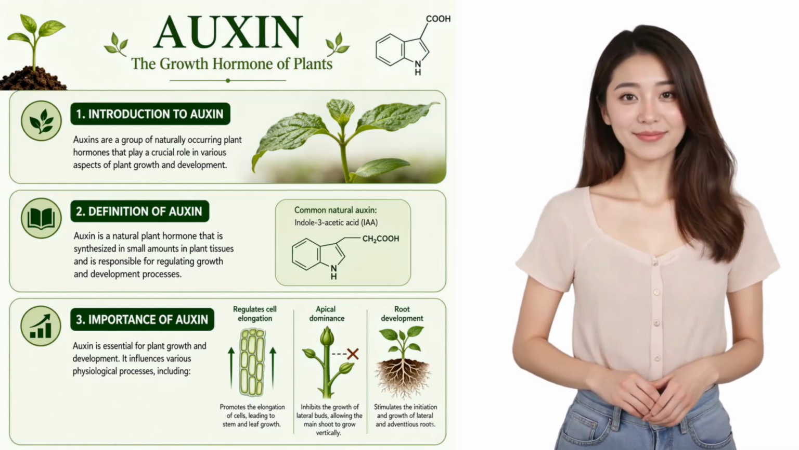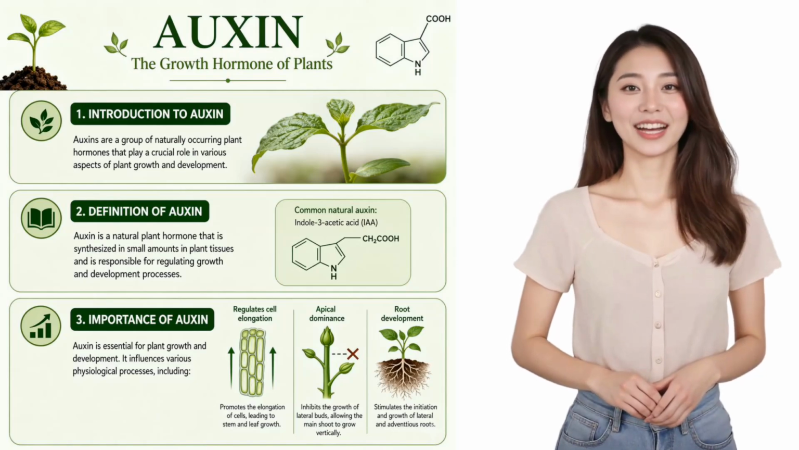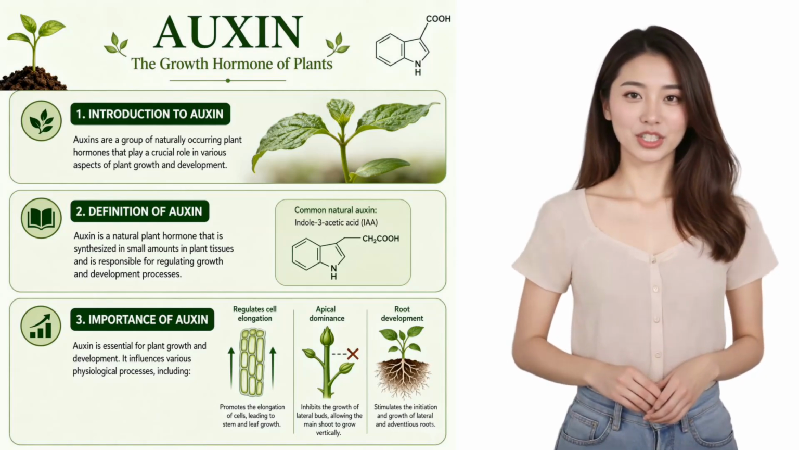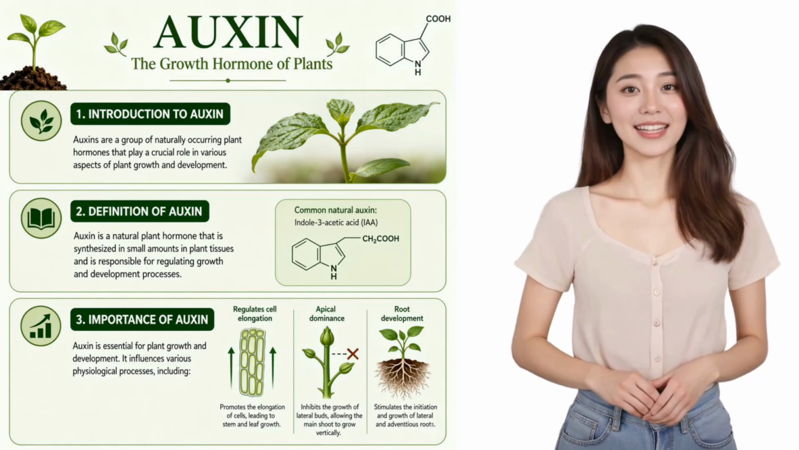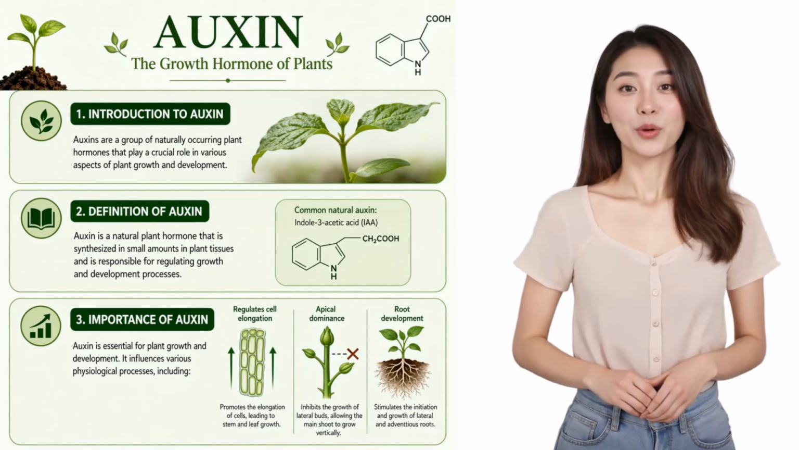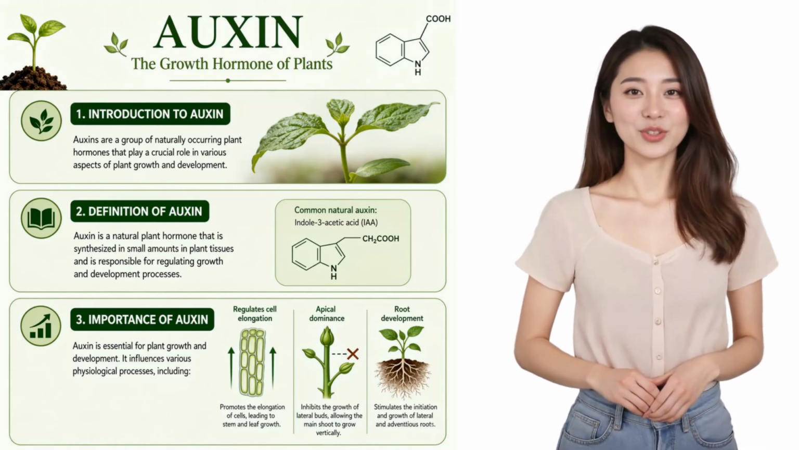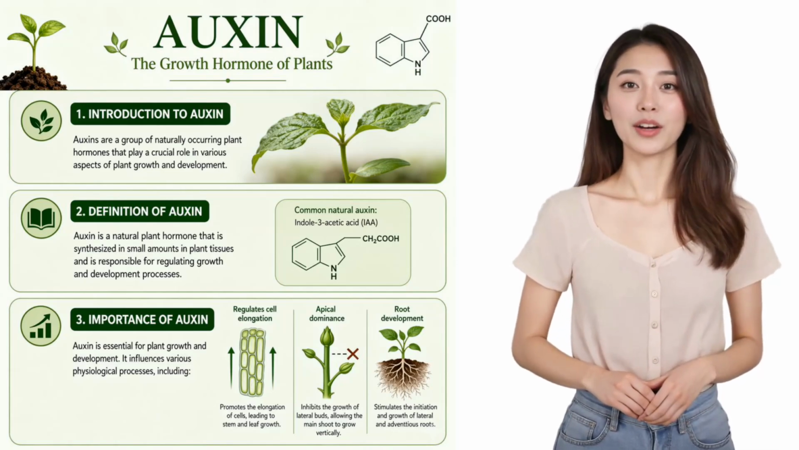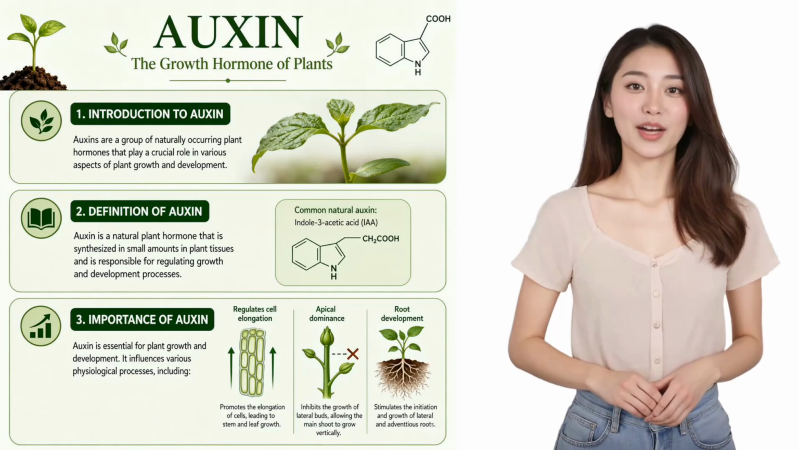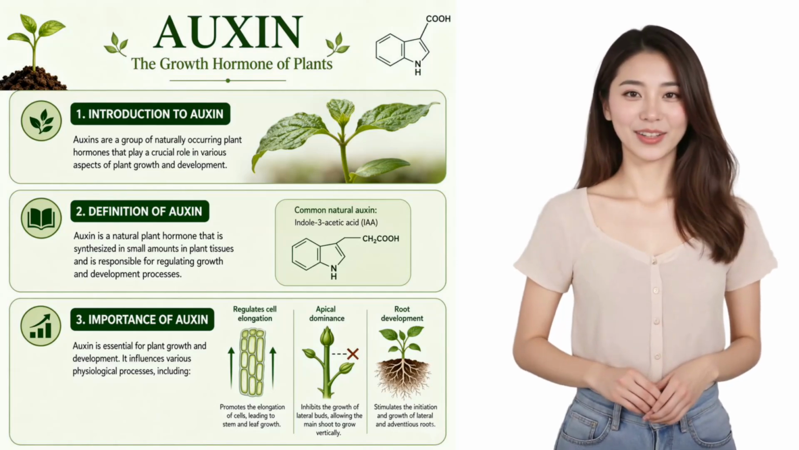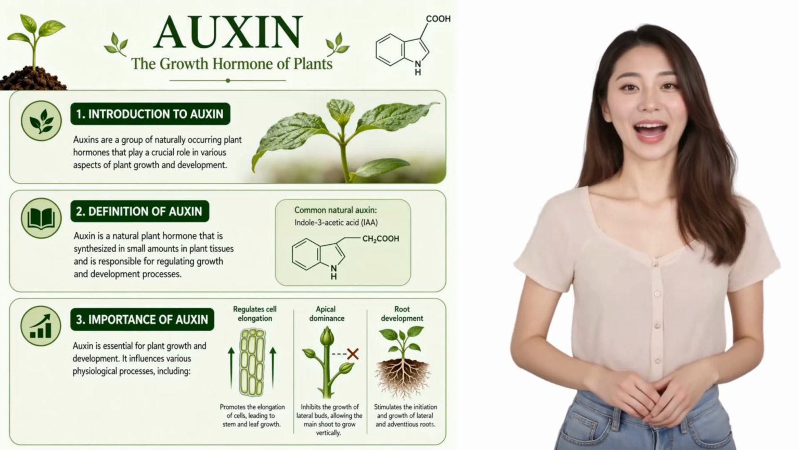Root development. Auxin stimulates the initiation and growth of lateral and adventitious roots. An important concept here is concentration-dependent effects. Auxin does not always promote growth. At high concentrations, it actually inhibits root growth while promoting shoot growth. This differential sensitivity between organs is fundamental to understanding how a single hormone can orchestrate complex developmental patterns.